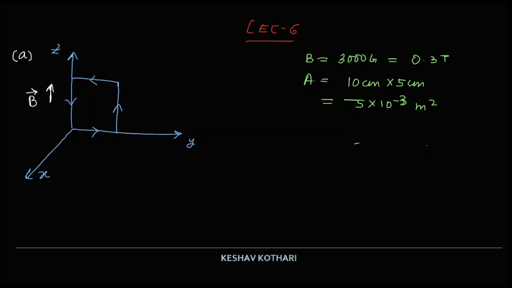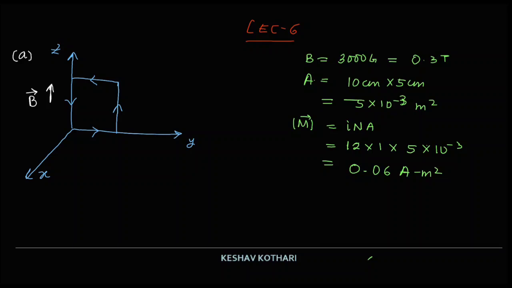Now if I write the magnitude of magnetic moment, which is equal to INA, I am only writing the magnitude because the direction of magnetic moment will change in each case. So the value of magnetic moment is equal to current 12, number of turns 1, and area 5 into 10 to the power minus 3. So the magnitude is equal to 0.06 ampere meter square. These parameters will remain unchanged for all the three cases which we are going to solve.